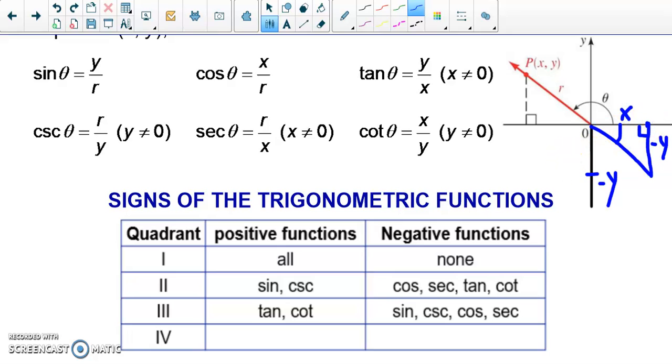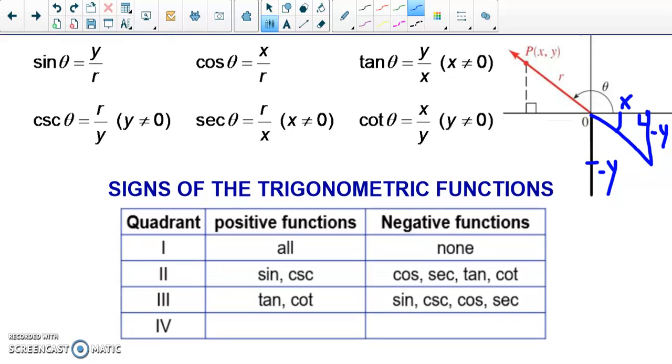Okay, so now let's look at which ratios are positive and which ones are negative in this quadrant. If we look at sine, so sine is opposite over our r over here, so it's negative over positive. So it's a negative ratio. Then again, cosecant is the inverse, so it's also negative. Both of them are negative. Now cosine, if we look, it's x, positive x, over r, so it's positive actually. So cosine in the fourth quadrant is positive, and the inverse, secant, as well, because it's just the reverse.